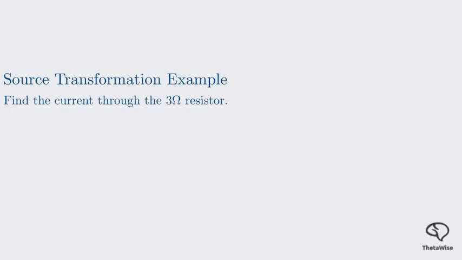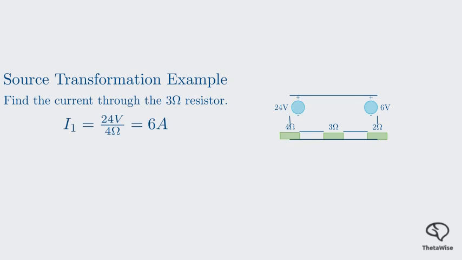Suppose we want to find the current through the 3 ohm resistor in this circuit. Looking at the circuit, we see 2 voltage sources. Let's analyze the left branch first. We have a 24-volt source in series with a 4 ohm resistor. This is a perfect candidate for source transformation. Using Ohm's law, the equivalent current source is 24 volts divided by 4 ohms, which is 6 amps. The equivalent circuit in this branch is a 6 amp current source in parallel with the 4 ohm resistor.